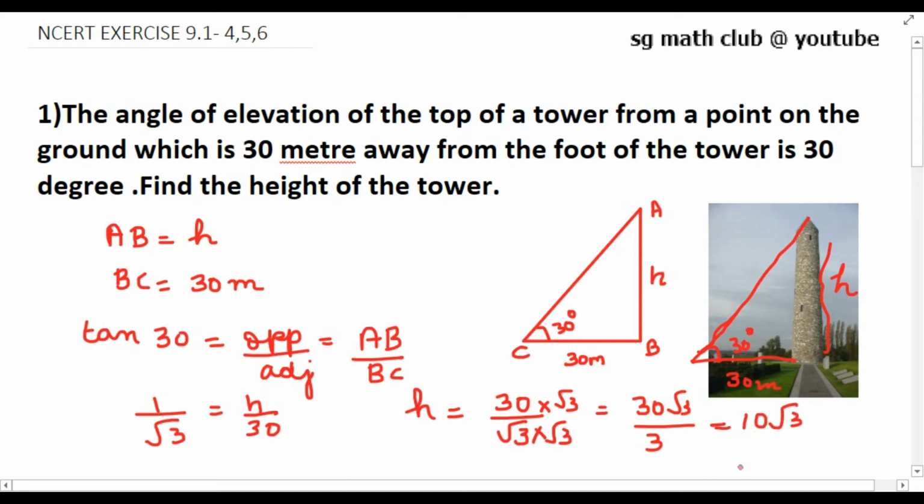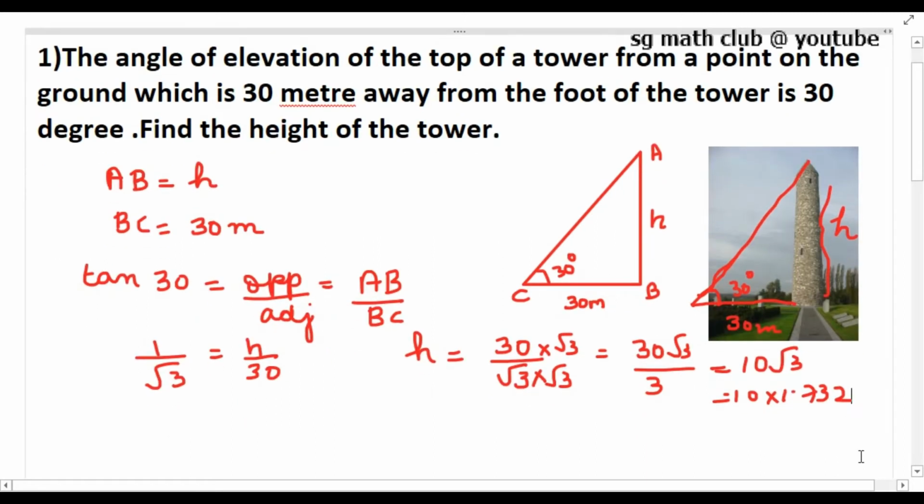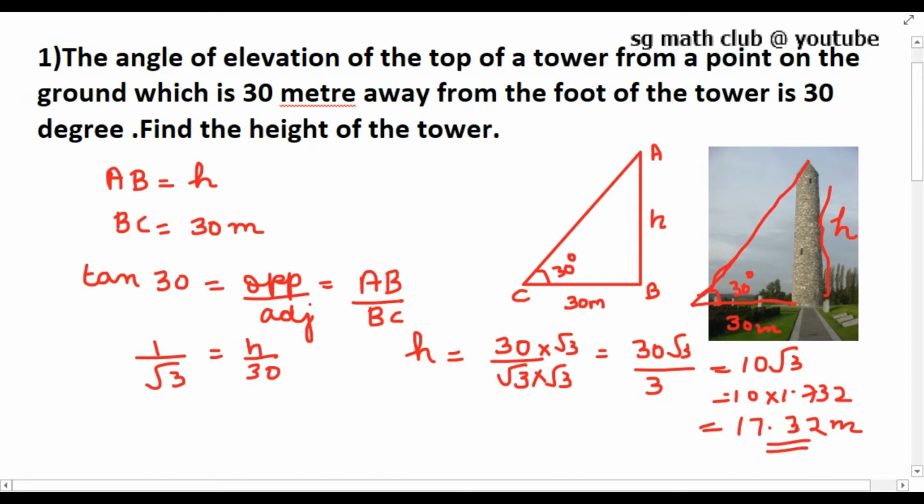And we know the value of root 3 is 1.732. So 10 into 1.732 will be equal to 17.32 meter, which is the height of the tower.